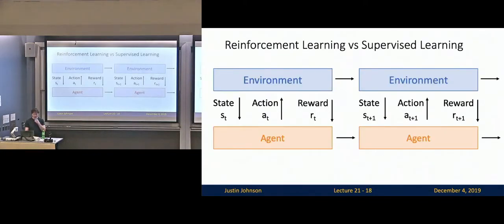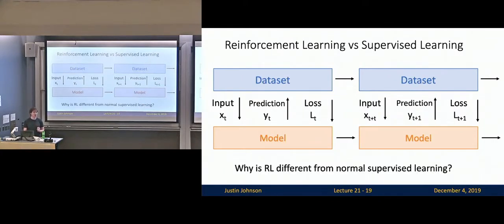Okay, so it's interesting to contrast this notion of reinforcement learning with the very familiar notion of supervised learning that we've seen throughout the semester. We've now seen this abstract picture of reinforcement learning where we've got an environment and an agent, and they communicate back and forth through states and actions and rewards, and then transition over time. But we can actually draw a quite similar picture for supervised learning too, right?